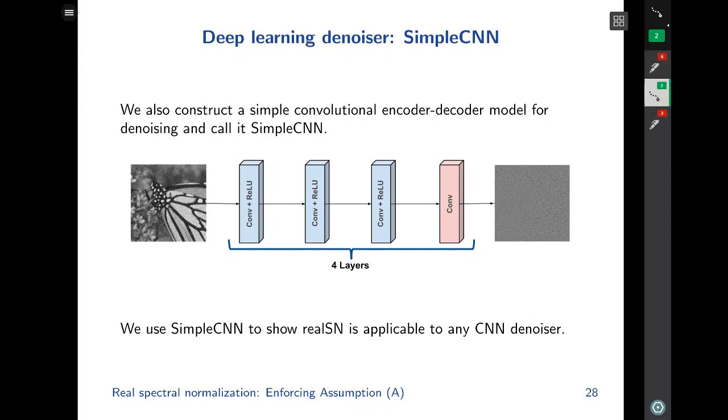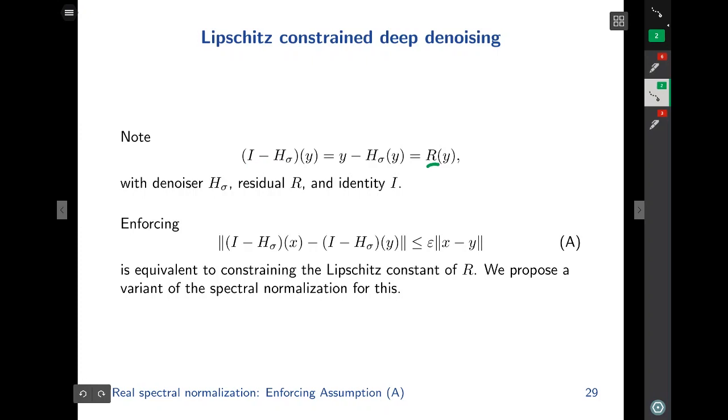Note that I minus H is equal to the residual mapping. Here, H is the denoiser, R is the residual mapping, and I is the identity mapping. Therefore, enforcing the main assumption A is equivalent to constraining the Lipschitz constant of R. We propose a variant of spectral normalization to accomplish this.